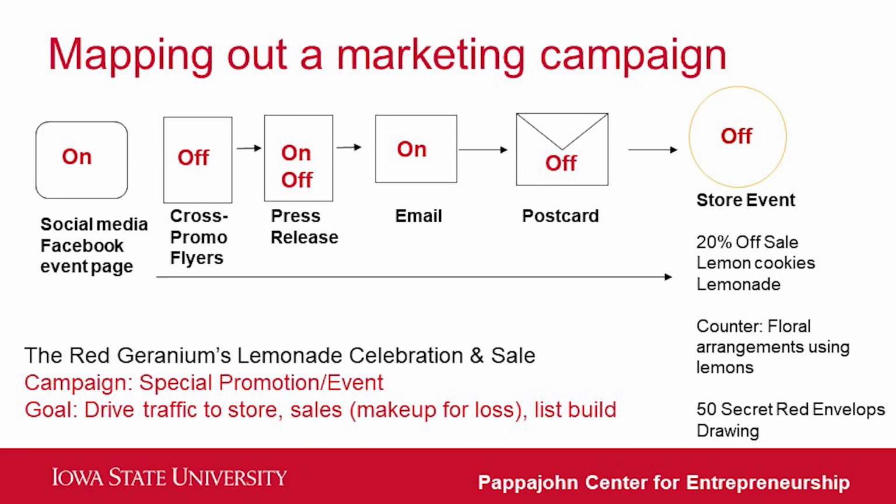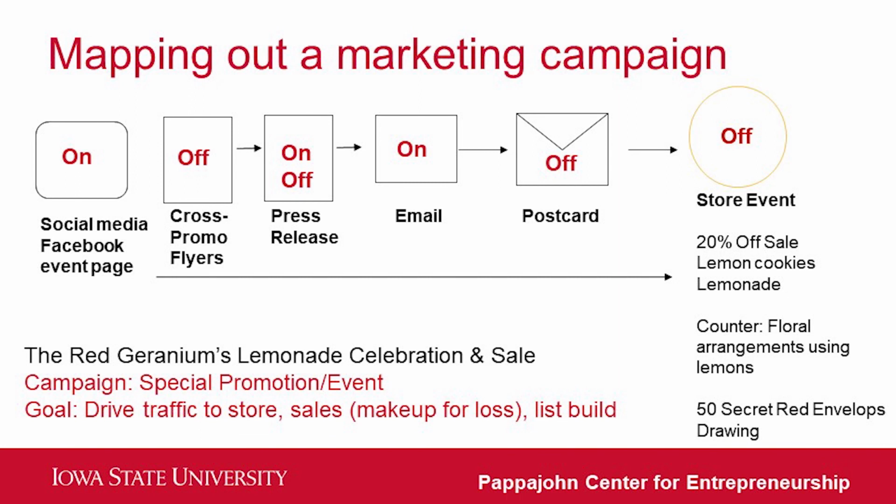And so what we had to do, during that whole time that they were closed, was create a marketing campaign. We called it the Red Geranium's Lemonade and Celebration Sale. The whole campaign was really around that special promotion of an event, which was the reopening of the store. The goal, the desired result that we wanted, was to drive traffic to the store. It was for sales, and particularly to make up for that loss. And then it was also to list build, and that was building out the customer list. This campaign is a mix of on and offline.